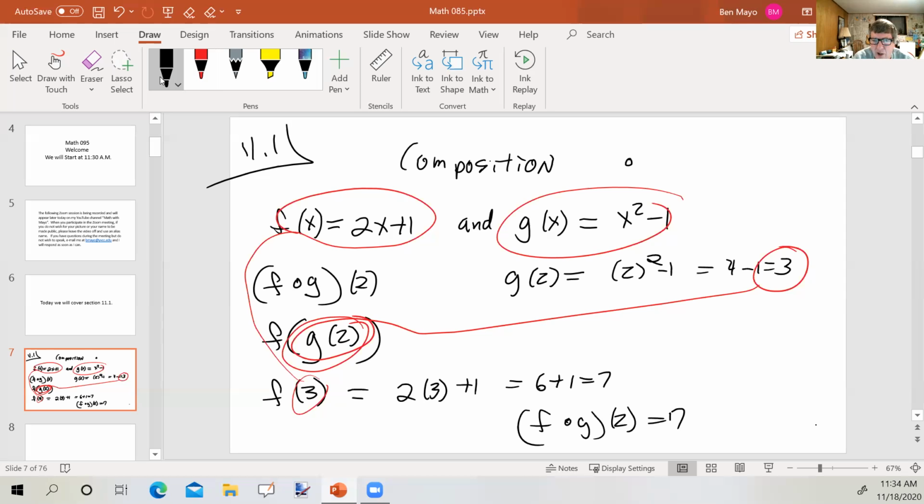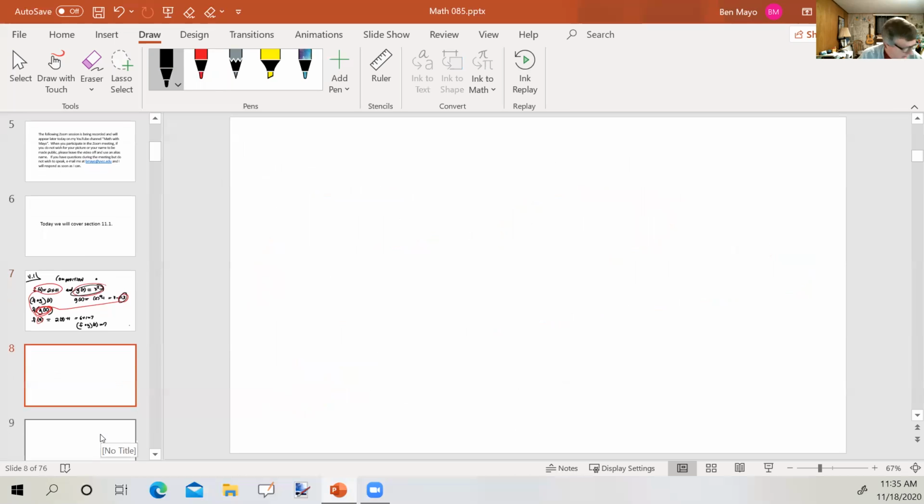Now, it seemed like a lot happened there, but it really wasn't all that much. We took 2 and stuck it in for g of x, got the result, stuck that in for f of x. Okay, do you have any questions so far? So far, no. Okay, here comes another example.